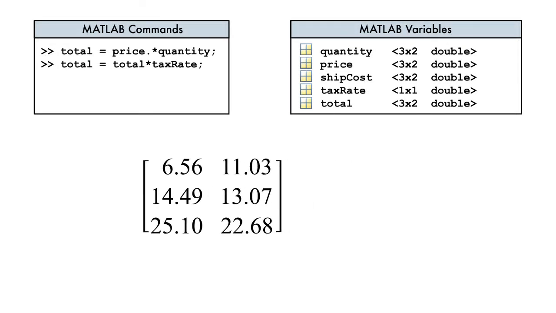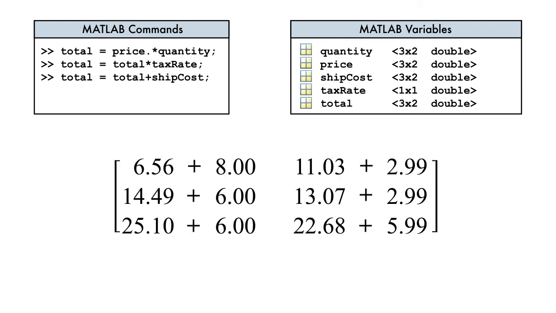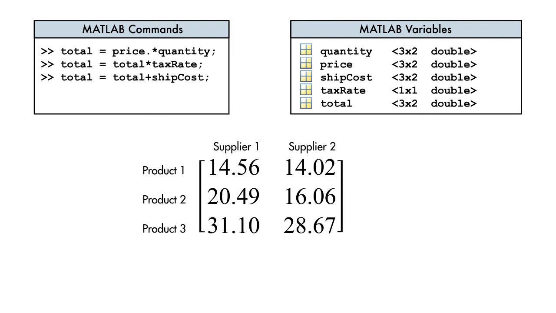To finish our calculation, we need to add each element in the ship cost matrix to the corresponding element in the total matrix. But we now recognize this operation as element-wise addition. And just like that, we're done.